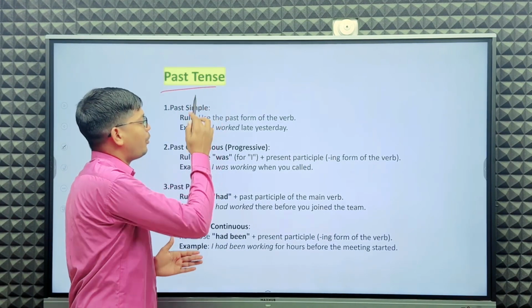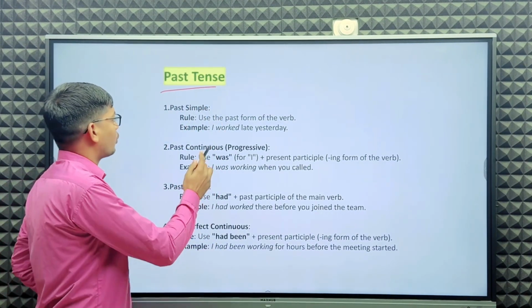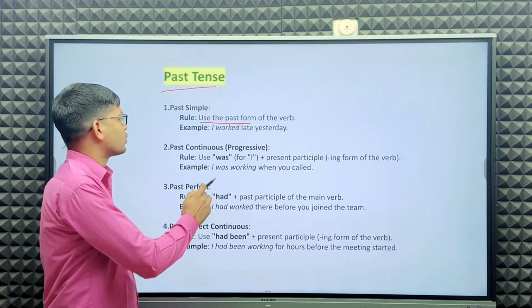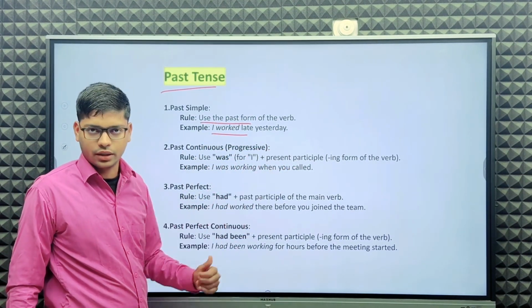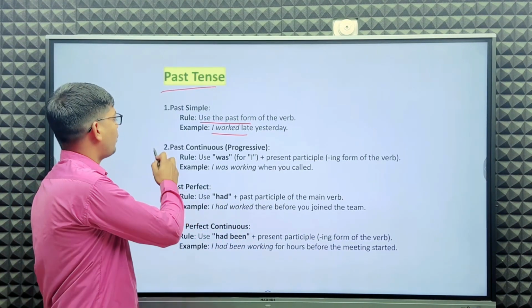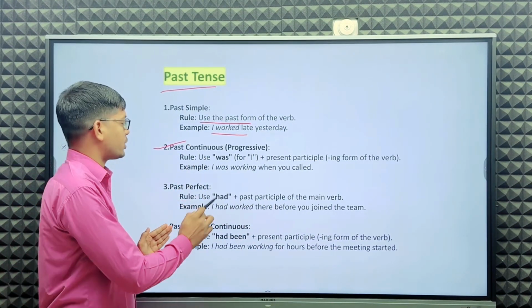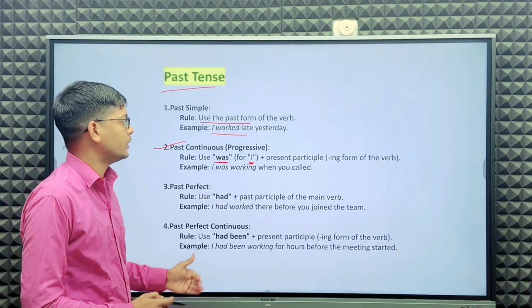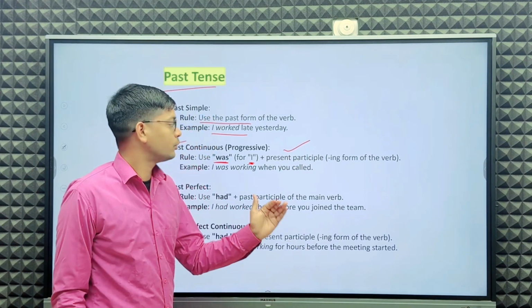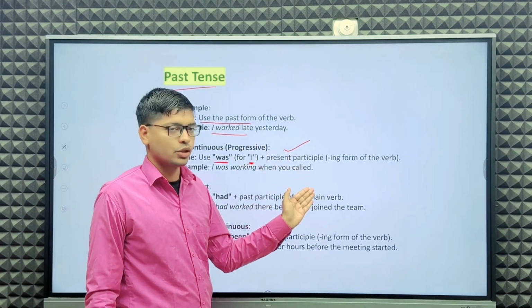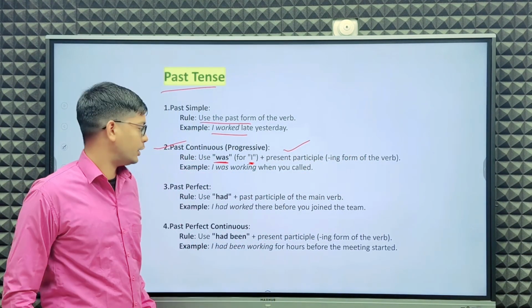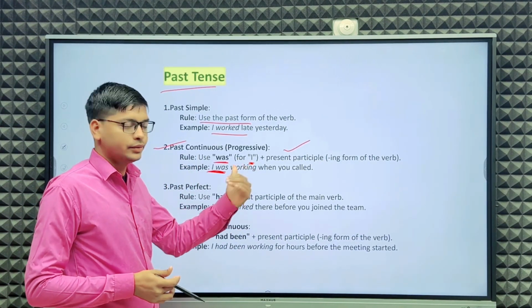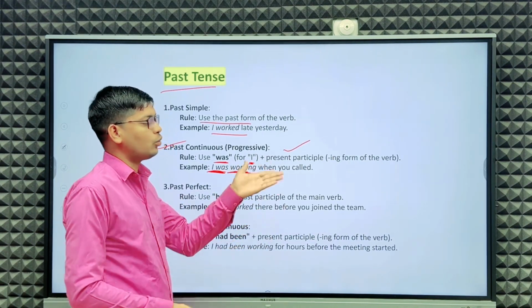Next, past tense. In the past simple tense, the rule is to use the past form of the verb with "I". So, I worked late yesterday. Past continuous: in past continuous tense we have to use "was" for "I", plus the present participle, the -ing form of the verb. So, I was working when you called.